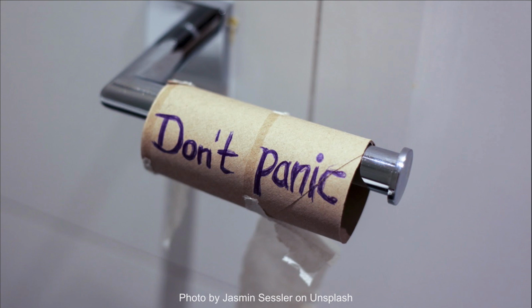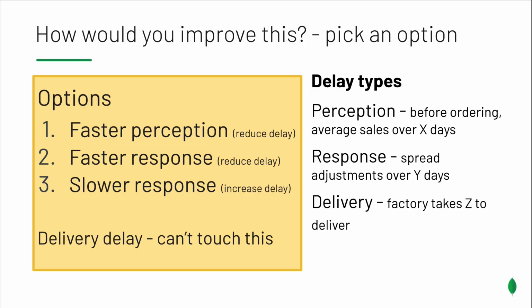But don't panic, we can make changes to try to fix it. So let's look at the options, and as I go through this, please try to think of an option that you would prefer. So first, she could have faster perception. She could perceive the increase in sales faster. Secondly, she could have a faster response. That is, she could try to close the gap quicker. Or thirdly, she could have a slower response. And ultimately, there's nothing we can do about the delivery delay. So take a moment and think about the option you think would work best.